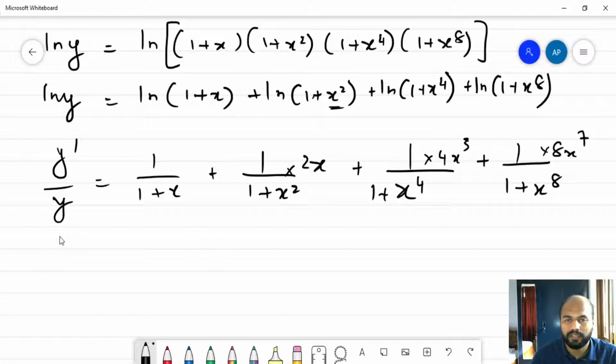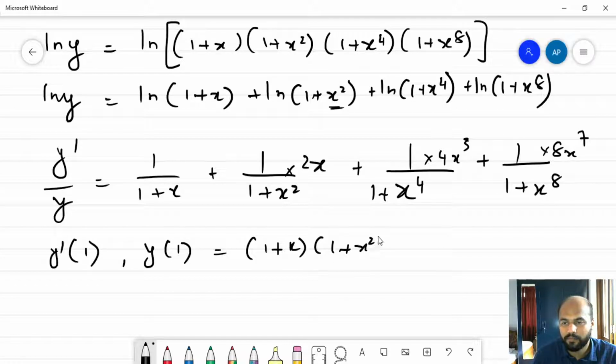Now what we want is y'(1). So we'll require y(1) as well. Now y(1) would be (1 + x)(1 + x^2)(1 + x^4)(1 + x^8) at x = 1. So y(1) would be 2^4, that is 16.